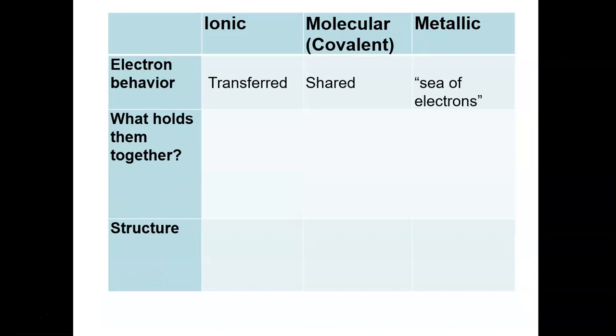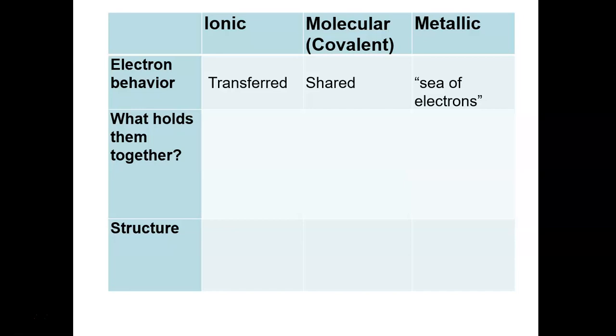In terms of electron behavior, ionic compounds transfer electrons from a metal to a nonmetal. Molecular compounds share electrons, and when we talk about metallic substances, we talk about this analogy called the sea of electrons. The idea is that we have free-moving or delocalized, not stuck in one place, electrons, and this actually leads to a lot of properties of metallic substances, notably conductivity.